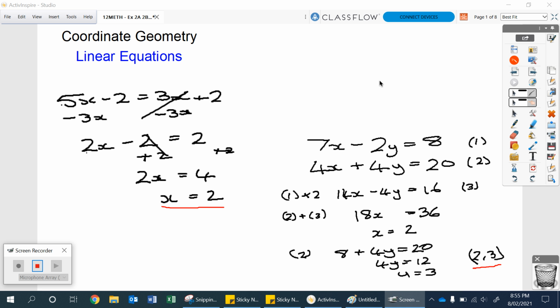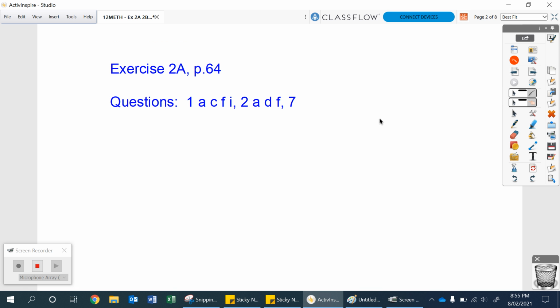Linear equations. Just get a little bit of practice out of them. If you're really confident, don't spend too much time on them. You're going to work on exercise 2A. That's the suggested questions. It's up to you. You need to do as much work as you need to do until you're confident. If you can do less than that, fine. You need to be really confident with these. If you need to do more, pick some extra questions.